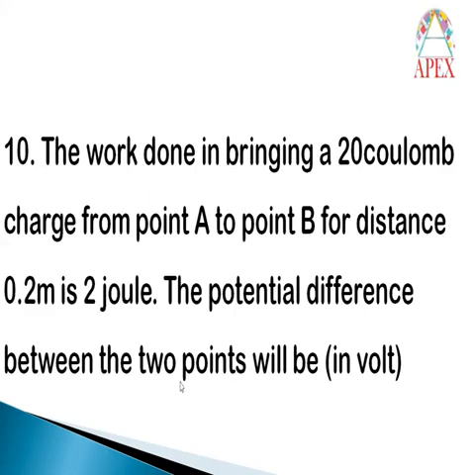Question number 10. The work done in bringing a 20 coulomb charge from point A to point B, a distance of 0.2 meters, is 2 joule. The potential difference between the 2 points will be? So some charge was brought from point A to point B, and how much work is done is also given here, and they are asking for the voltage, the potential difference.